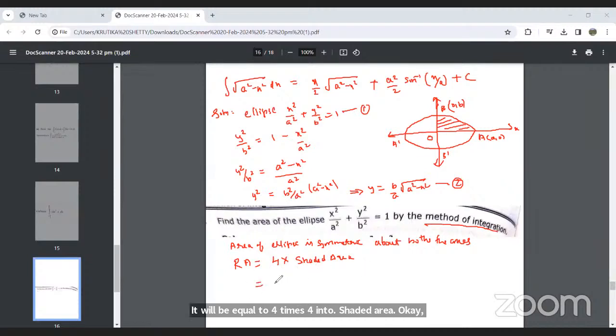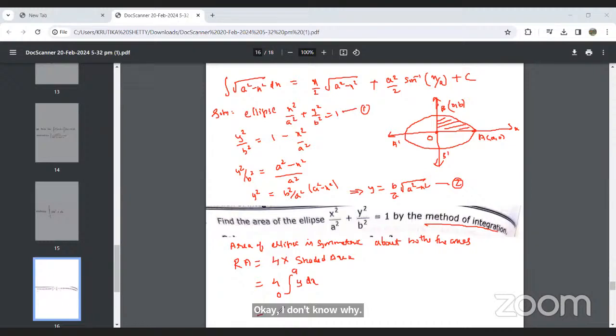Required area will be equal to 4 times. So pay attention. Here I am considering the area bounded by the x-axis, and on the x-axis the limit is changing from origin to point a. So here the integration will be from 0 to a, because the x values are changing from origin to point a. The curve is touching the x-axis at point a, so we need to write integration from 0 to a, of y dx.